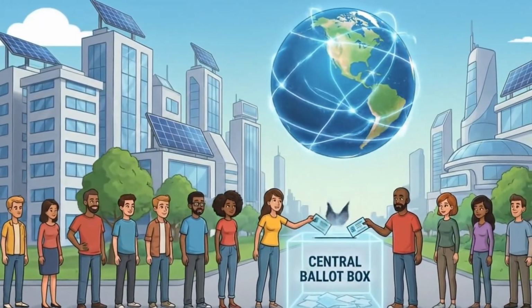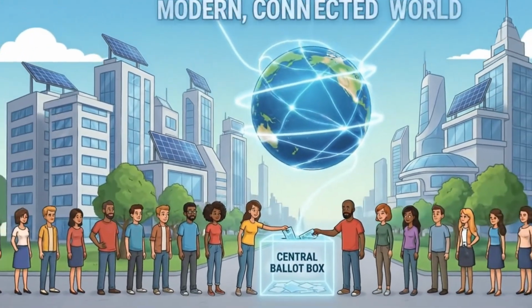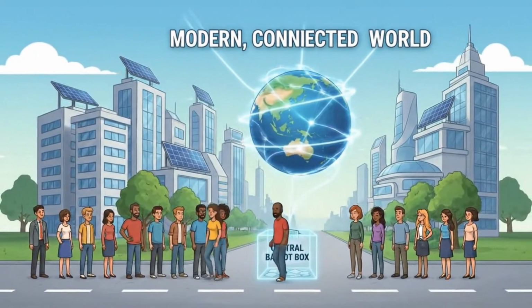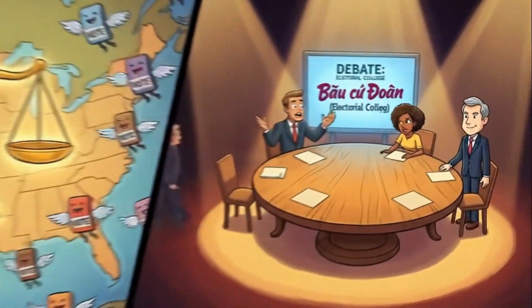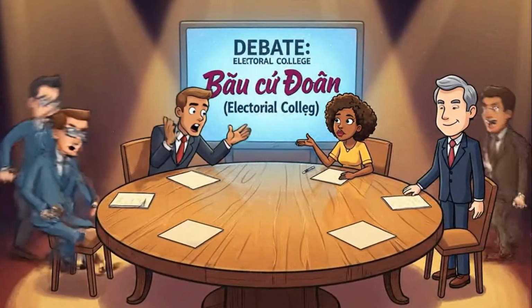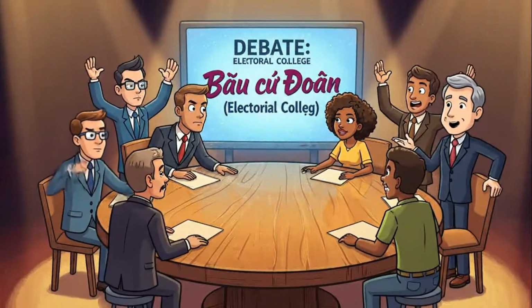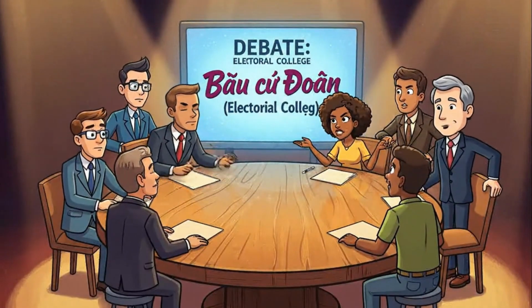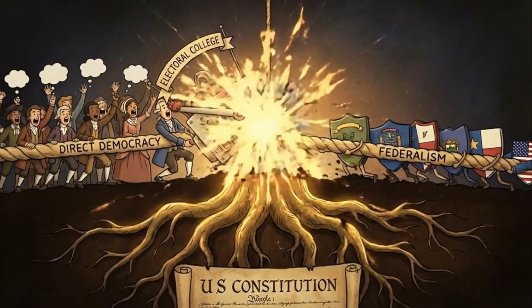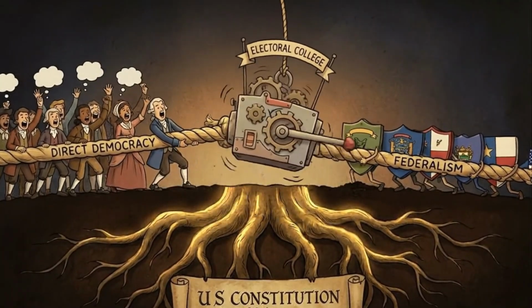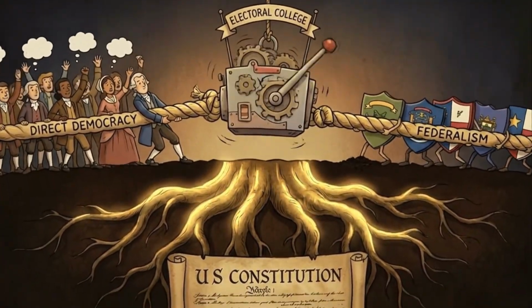Critics also highlight the possibility of faithless electors, electors who cast their vote for someone other than the candidate they pledged to support, although such instances are extremely rare and have never changed the outcome of an election. They advocate for a national popular vote system, arguing that in a modern, connected world, every vote should count equally, and the person with the most votes nationwide should always win.